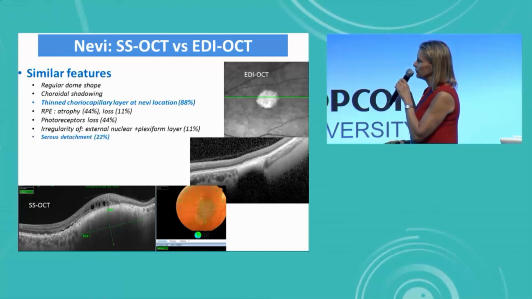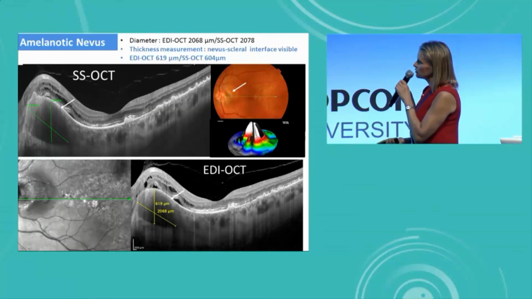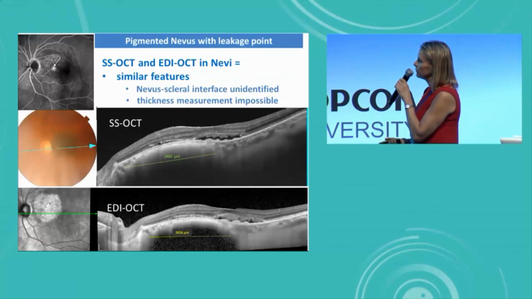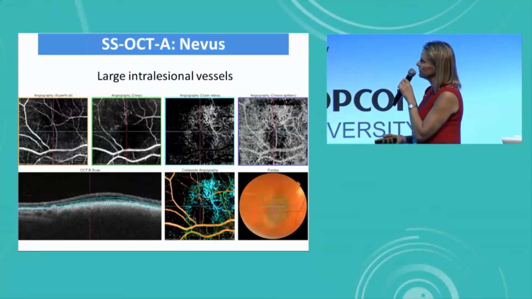RPE atrophy, photoreceptor loss, and irregular abnormalities of the outer retinal layers can be observed, and a serous detachment was observed in 20% of nevi cases. In this amelanotic nevus, both OCT can enable us to measure the diameter and the thickness of the lesion. However, in this pigmented nevus with a leakage point, it was impossible to measure the thickness since the nevus-scleral interface could not be identified. Swept source OCT angio of the same lesion shows thin intralesional vessels, but in this other nevus we can see large intralesional vessels.